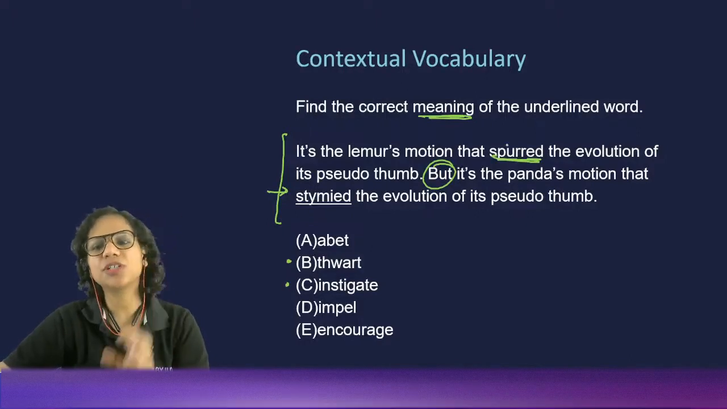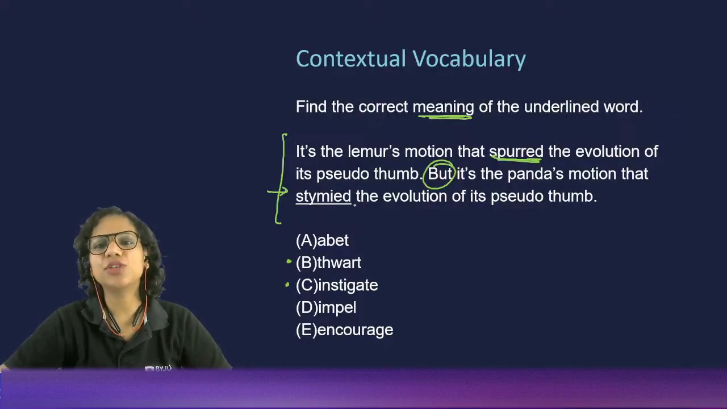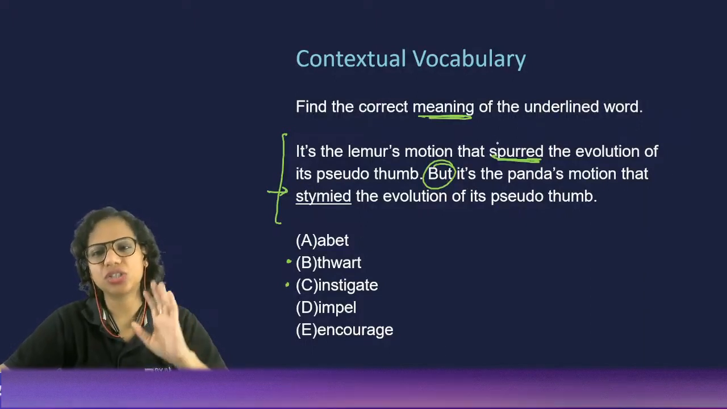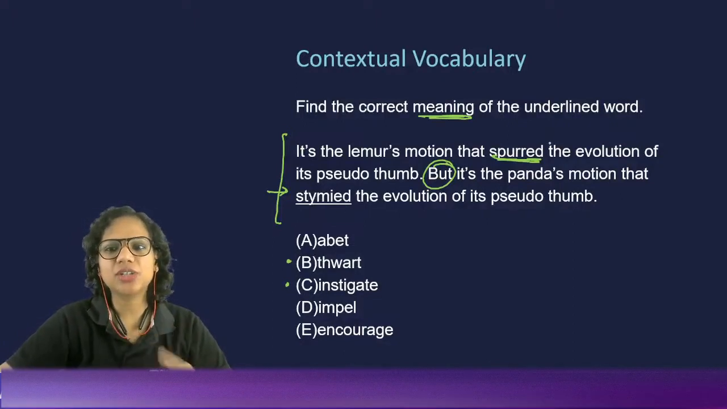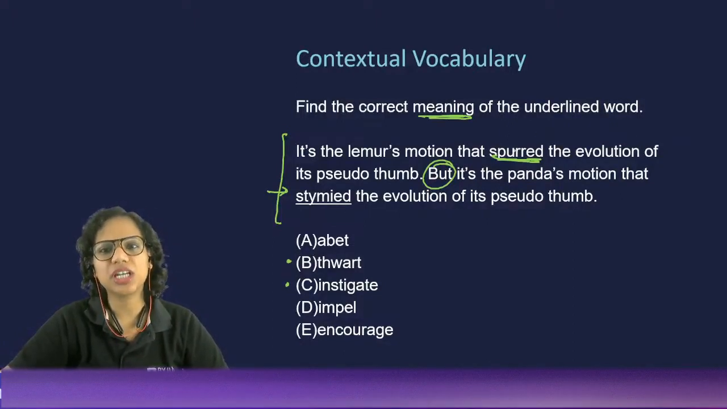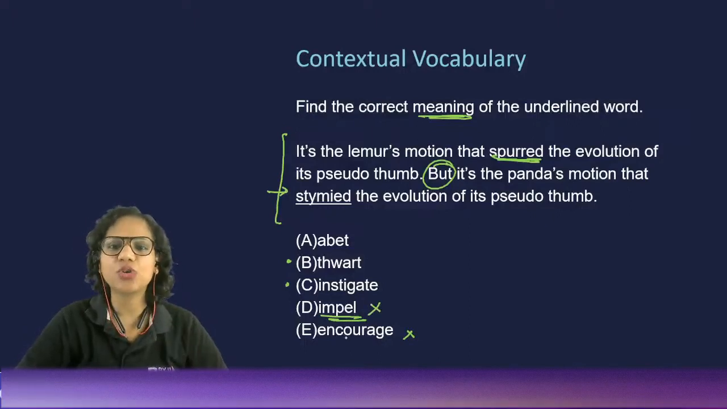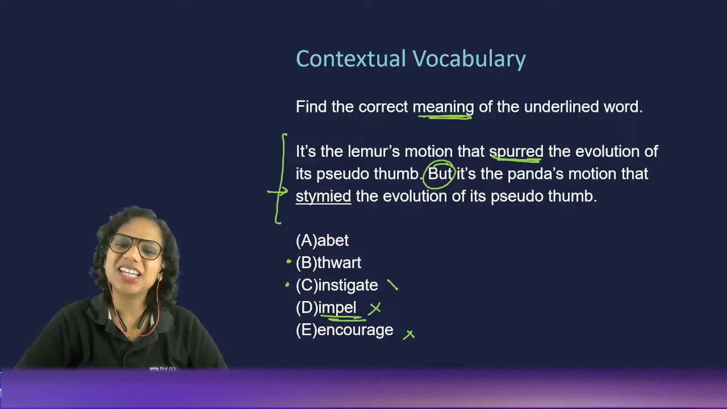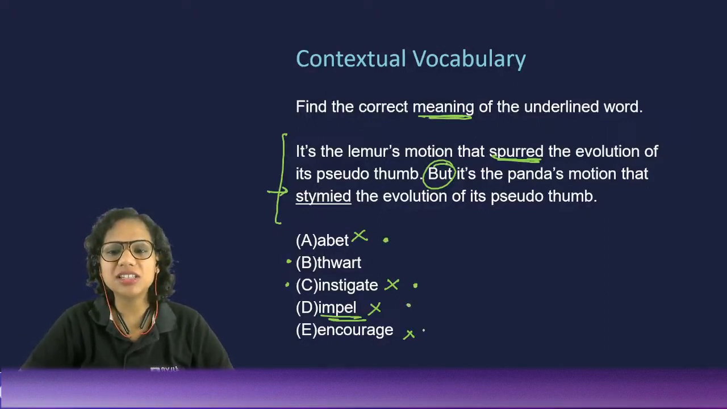Spurred, when you spur something, you actually trigger its growth. So it triggered the evolution of its pseudo-thumb or encouraged it. But so now there is a contrast. That means stymied should mean the opposite of encourage, right? So encourage is not the answer. Impel, which also means to drive, force, encourage, this cannot be the answer. Abet and instigate, which also mean to encourage, cannot be the answers. All of these are synonyms, right?